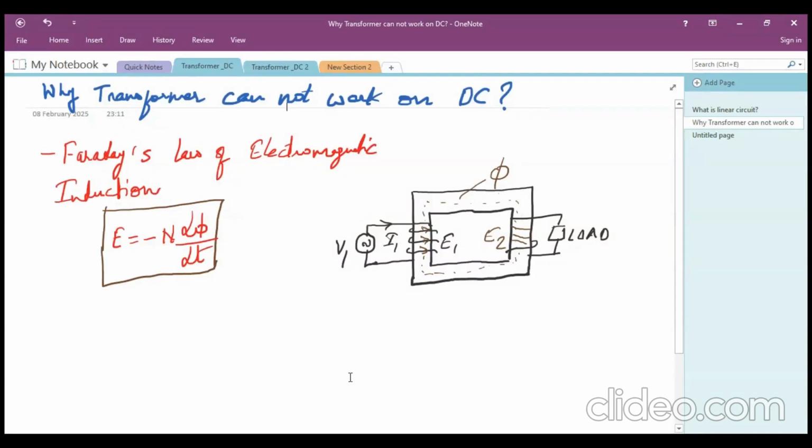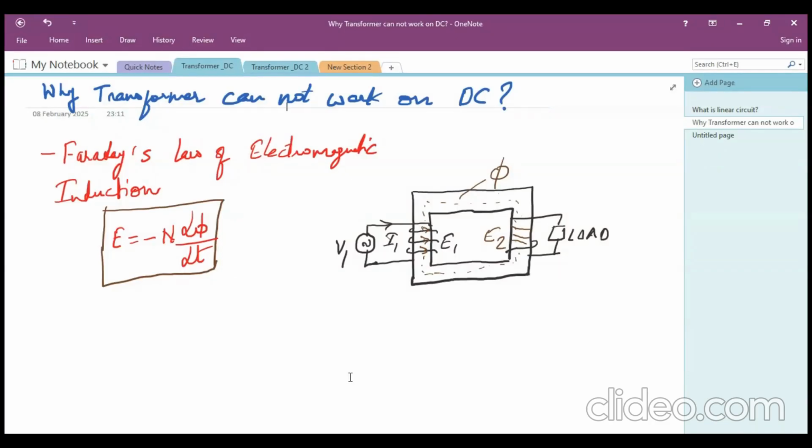In this video lecture, we will see why a transformer cannot work on DC and what will happen if we accidentally provide DC to the primary winding of the transformer. So to understand this, first we will see how a transformer works.